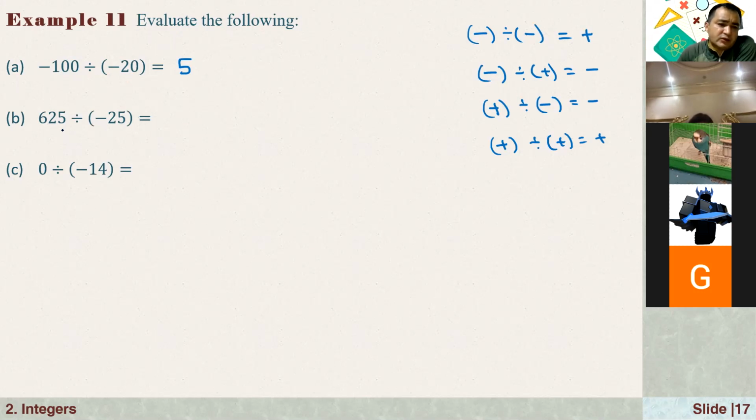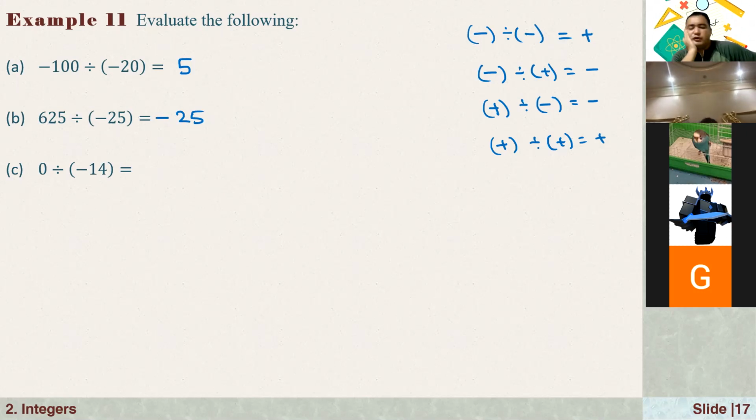And how about 625 divided by minus 25? So we are dividing a positive number by a negative number, so the result will be negative. So I put here minus. And 625 divided by 25 is equal to 25, right? Because 625 is a square number. 25 squared is 625.